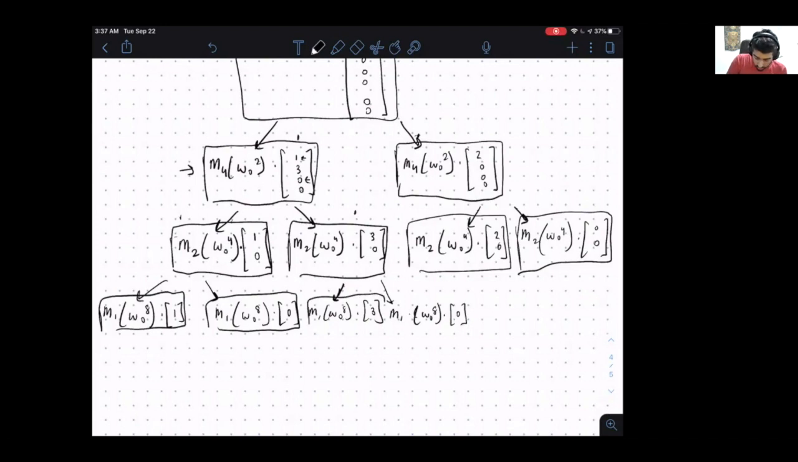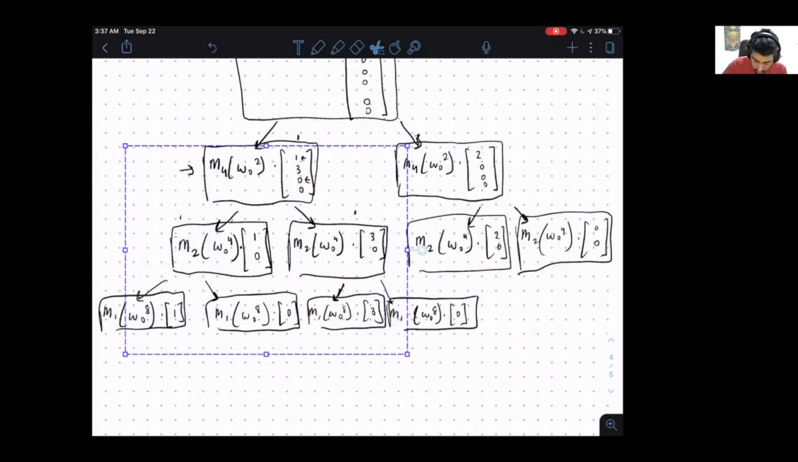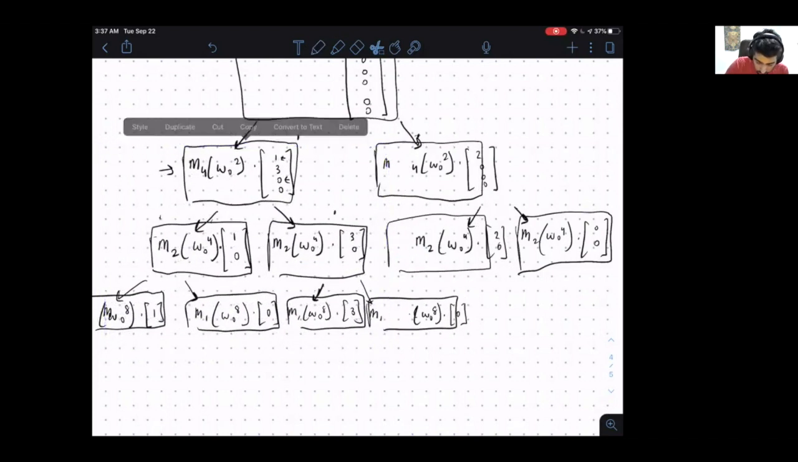So we have these two subproblems. And I'm running out of space a little bit, so I'm going to shrink this actually.